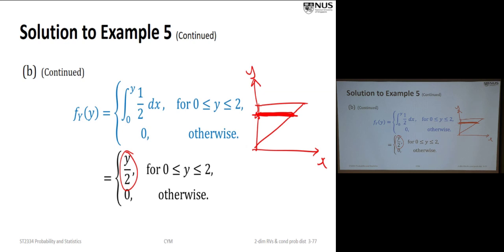So another lesson: over this triangular region, although the joint distribution is uniform, the marginal is not uniform. That means for x and for y, the distributions are not uniform.